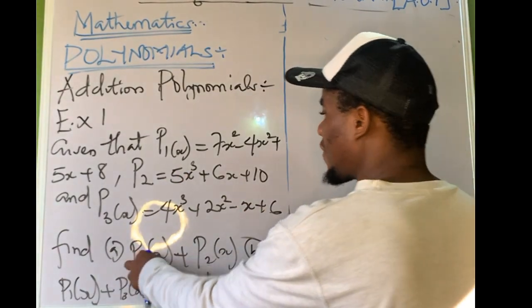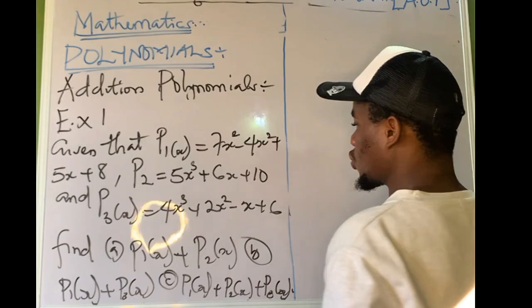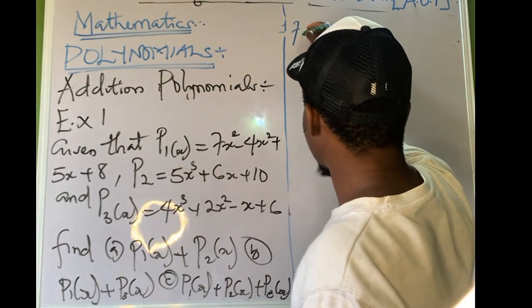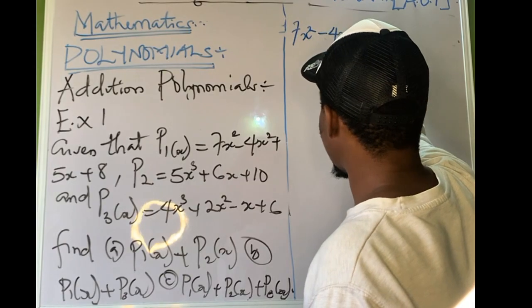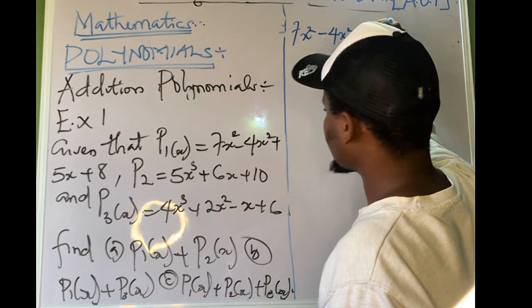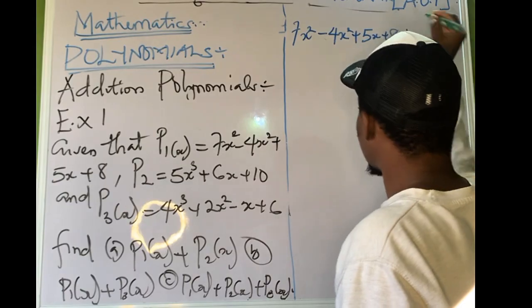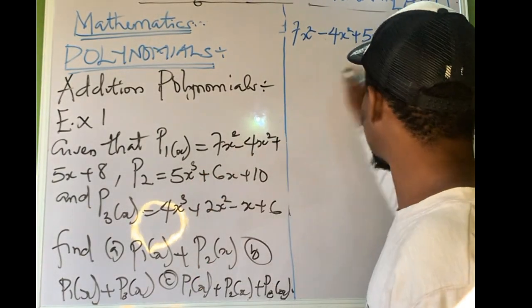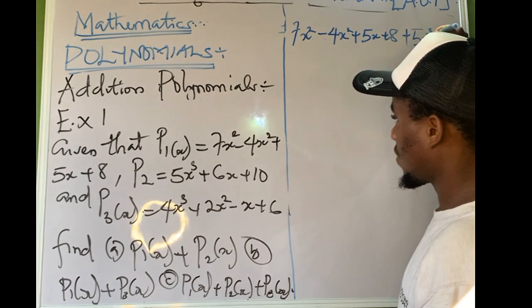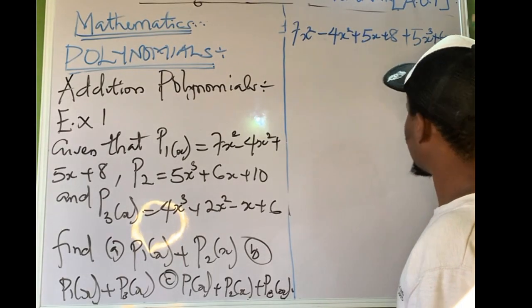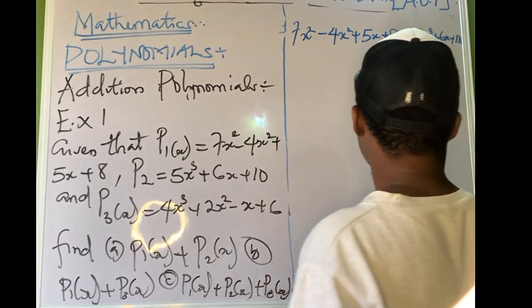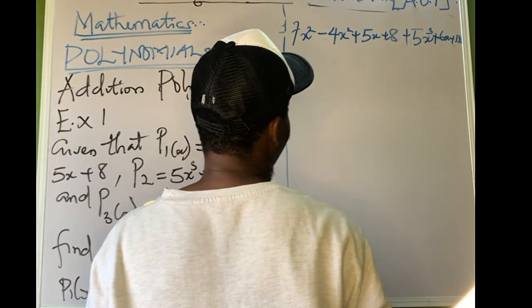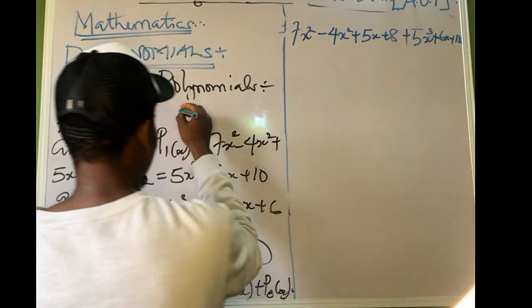So the first one says find p1(x) plus p2(x). Let's do that. Our p1 is 7x squared minus 4x squared plus 5x plus 8, plus our p2, which is 5x cubed plus 6x plus 10. Then we are going to collect the like terms. We now have, remember, ascending order.